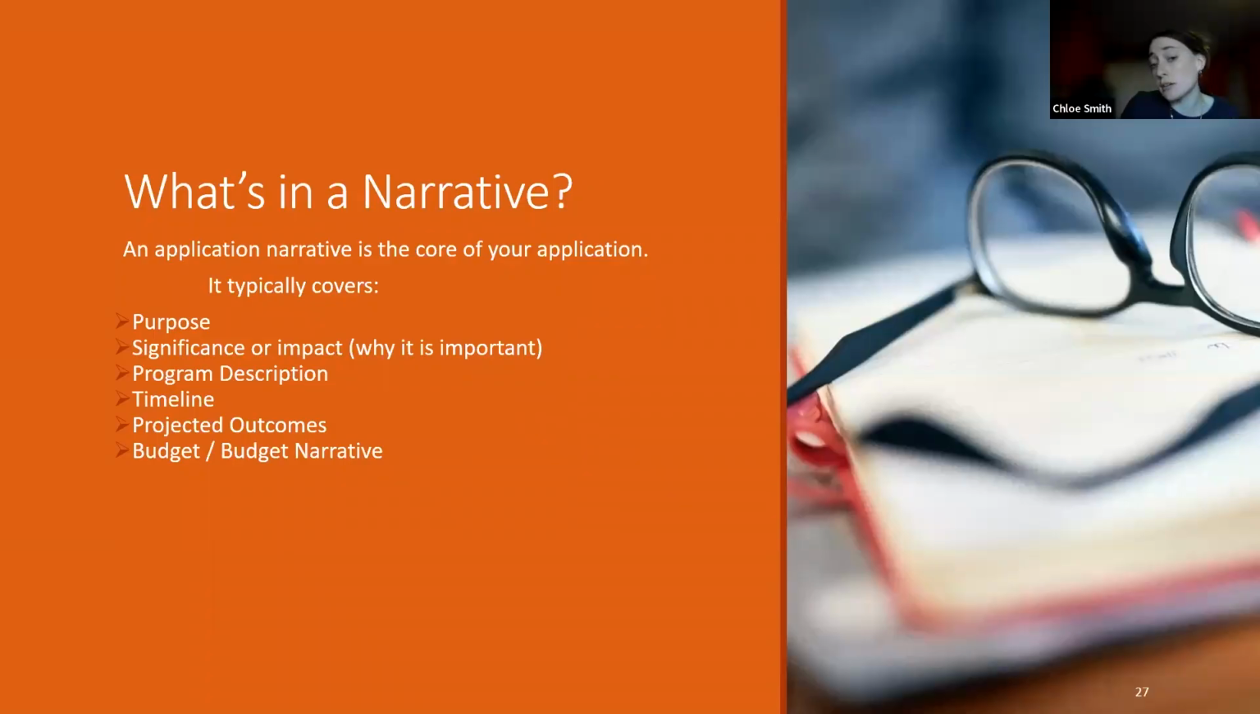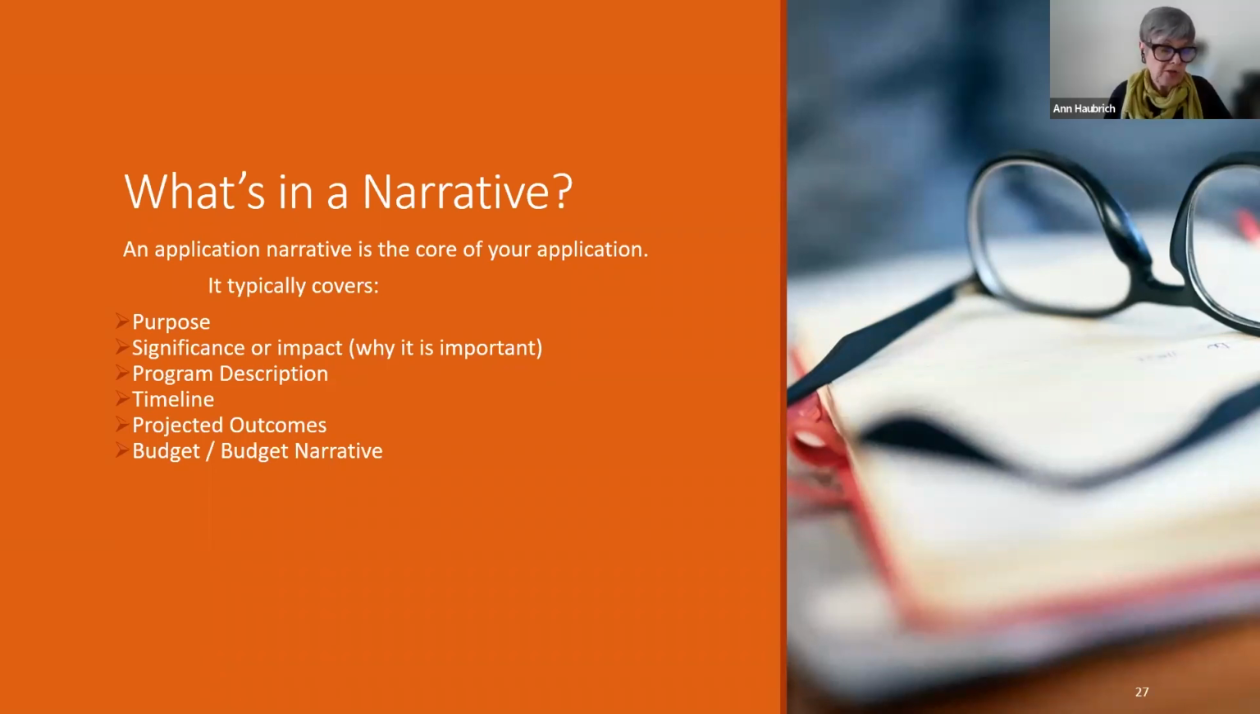Perfect. And I'll talk about what is in a narrative. An application narrative is the core of your application. It typically covers the purpose, significance or impact, so why this is important, a program description, as well as a timeline, projected outcomes, and a budget and your budget narrative. An effective grant application will provide reviewers with the details of what you are proposing. You'll need to demonstrate that you and your partners, if applicable, have the qualifications necessary to make good use of the funds.